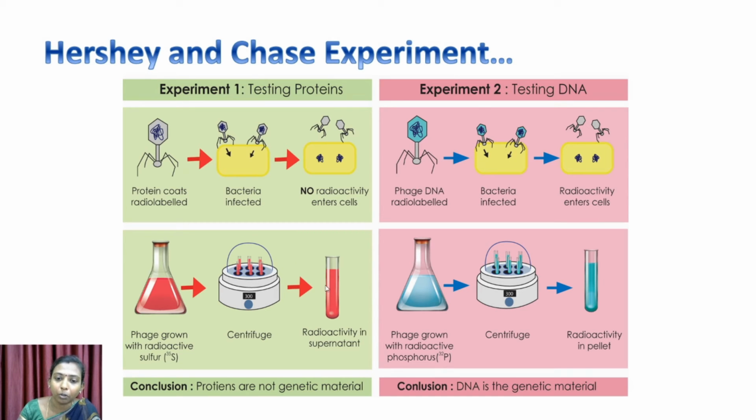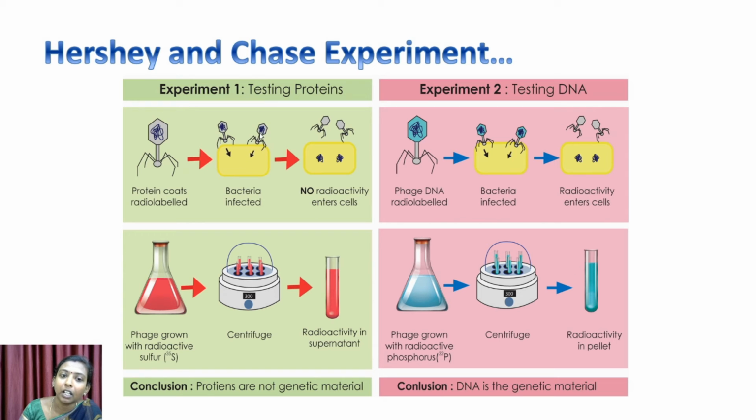After centrifugation, in the protein radio-labeled phage, we find the supernatant is radioactive. Radioactivity can be measured in the supernatant. In the case where the DNA is made radioactive, we find the radioactivity in the pellet. After centrifugation, as you all know, there is separation into pellet and supernatant. Here radioactivity is measured in the supernatant, and in this case the radioactivity is measured in the pellet. So why is it so?